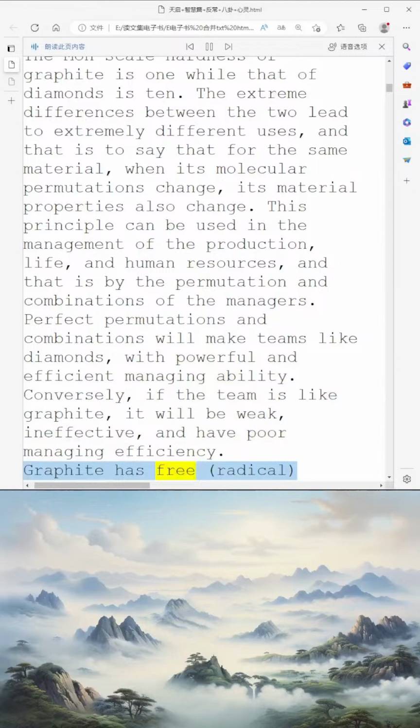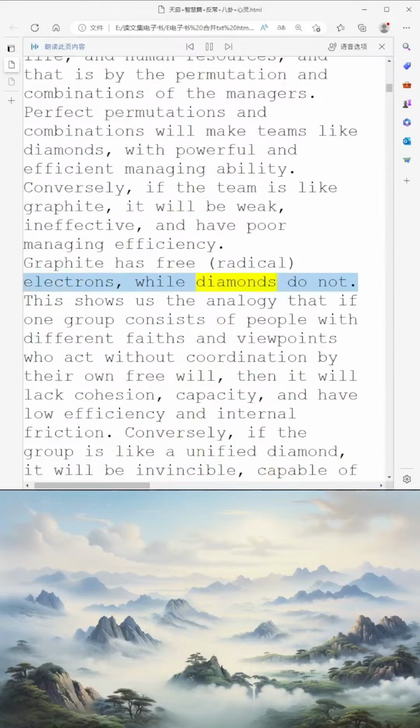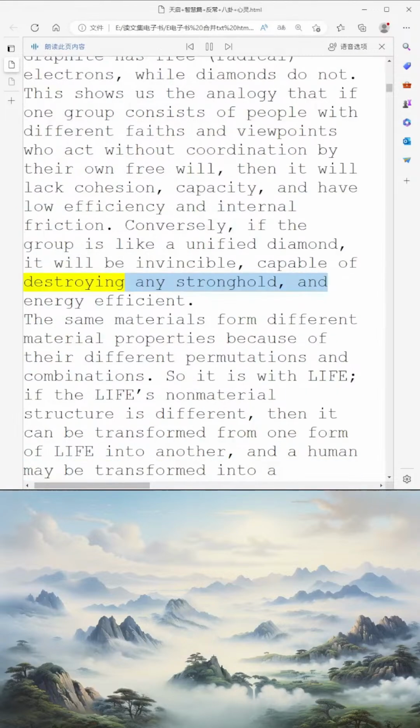Graphite has free radical electrons, while diamonds do not. This shows us the analogy that if one group consists of people with different faiths and viewpoints who act without coordination by their own free will, then it will lack cohesion, capacity, and have low efficiency and internal friction. Conversely, if the group is like a unified diamond, it will be invincible, capable of destroying any stronghold, and energy efficient. The same materials form different material properties because of their different permutations and combinations.